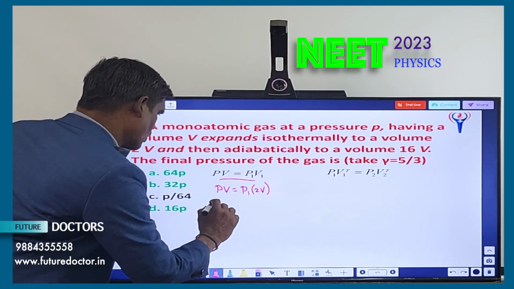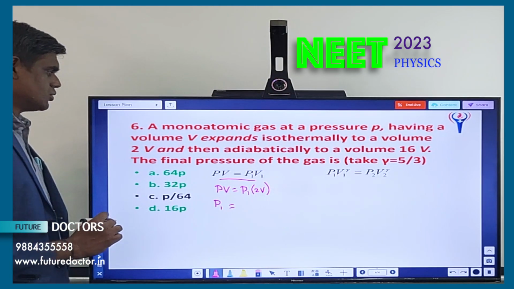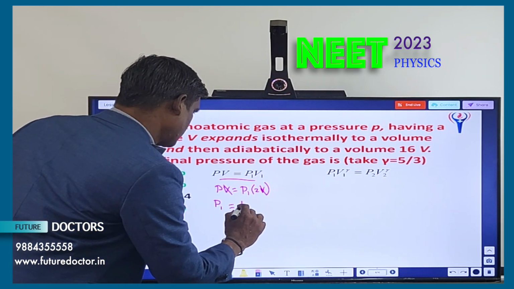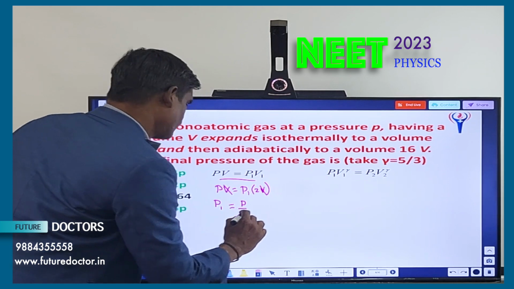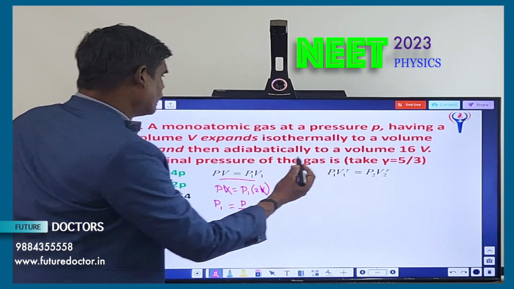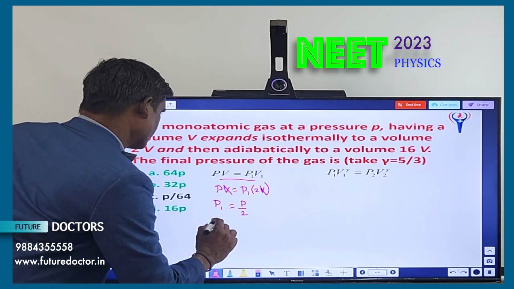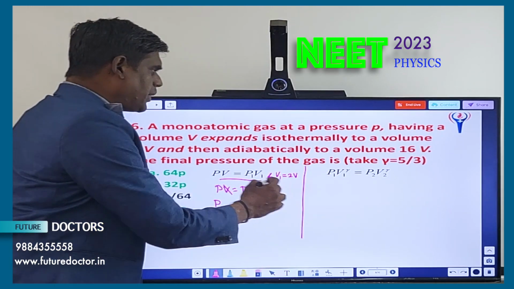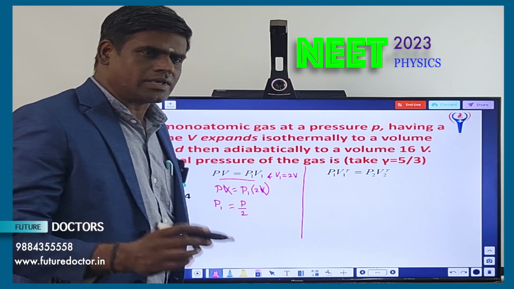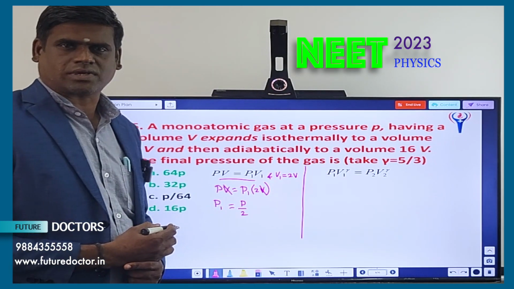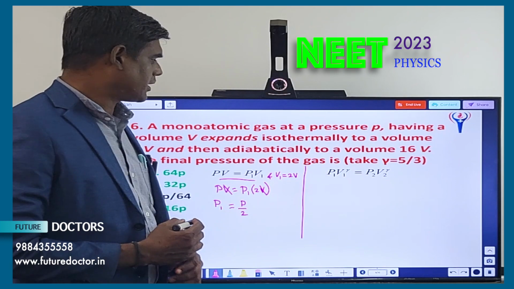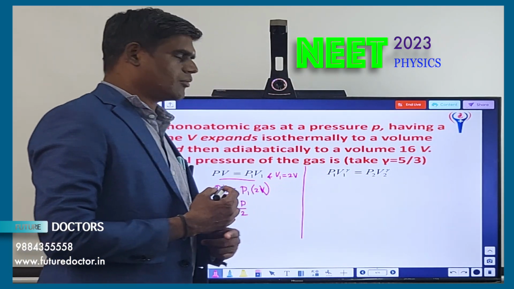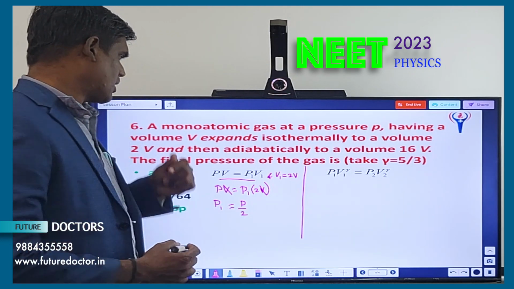From this, P1 equal to P by 2, with V getting cancelled. And from the already given data, V1 equal to 2V. PV power gamma equal to constant is the adiabatic equation of state. It means P1 V1 power gamma equal to P2 V2 power gamma.